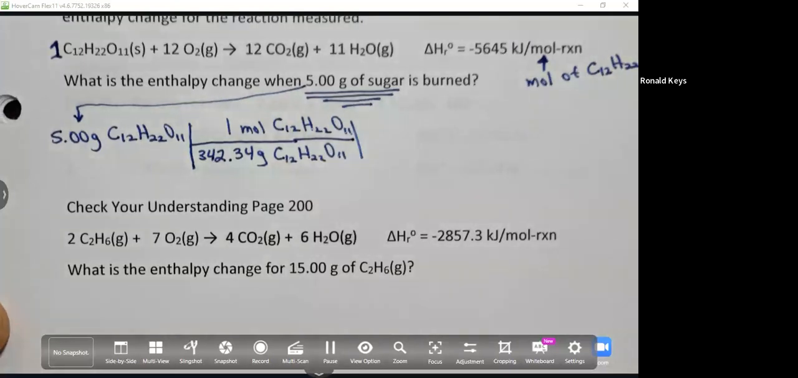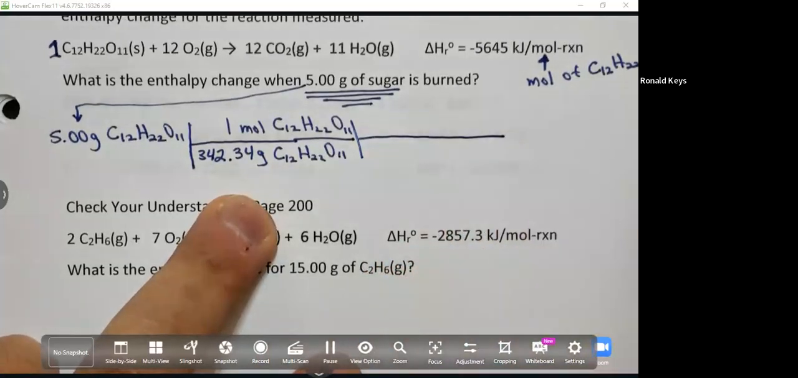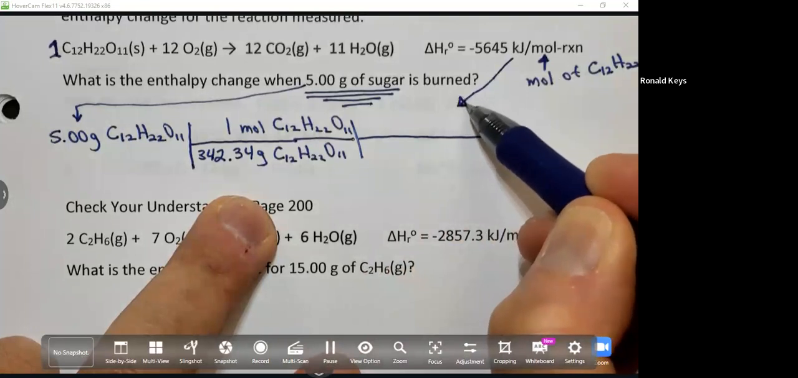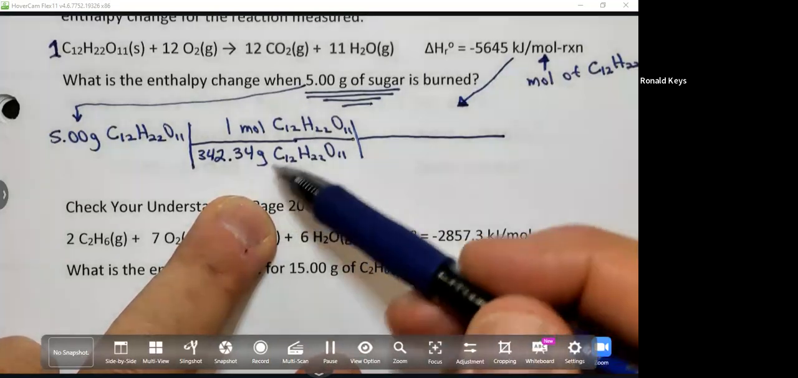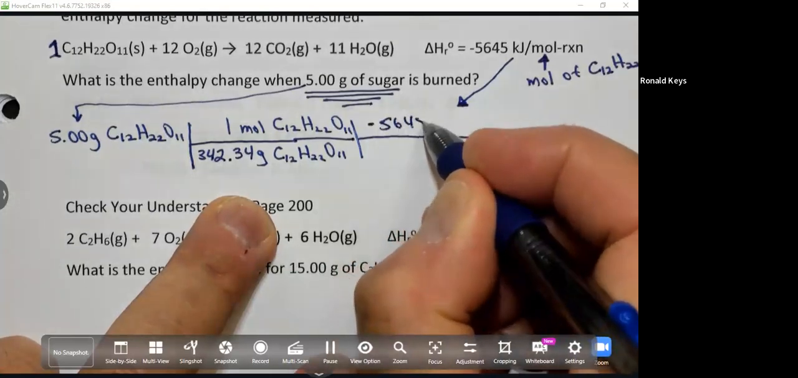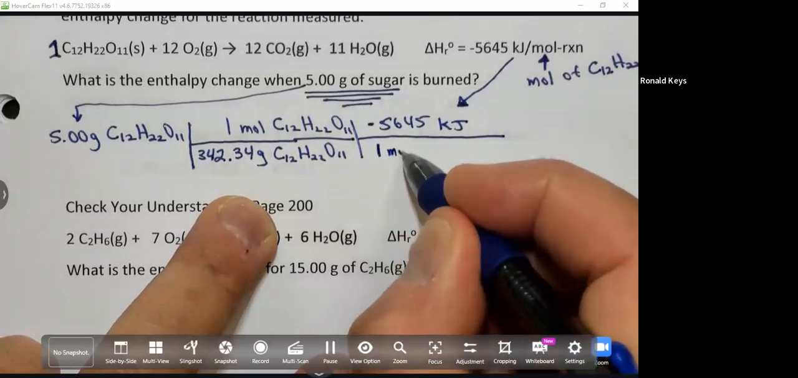Grams to moles. Then we want to know how many kilojoules we're going to get out. We can bring this down right here. We're looking for kilojoules. I can just put this in as is, right? Because my moles are going to cancel out. This is kilojoules per mole. So I can put this in as negative 5645 kilojoules per mole. That is per 1 mole of sugar.